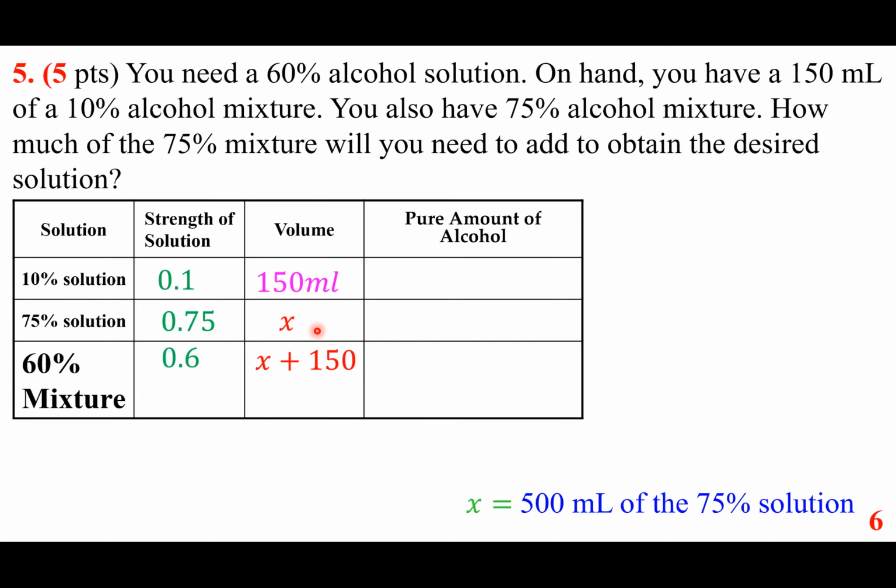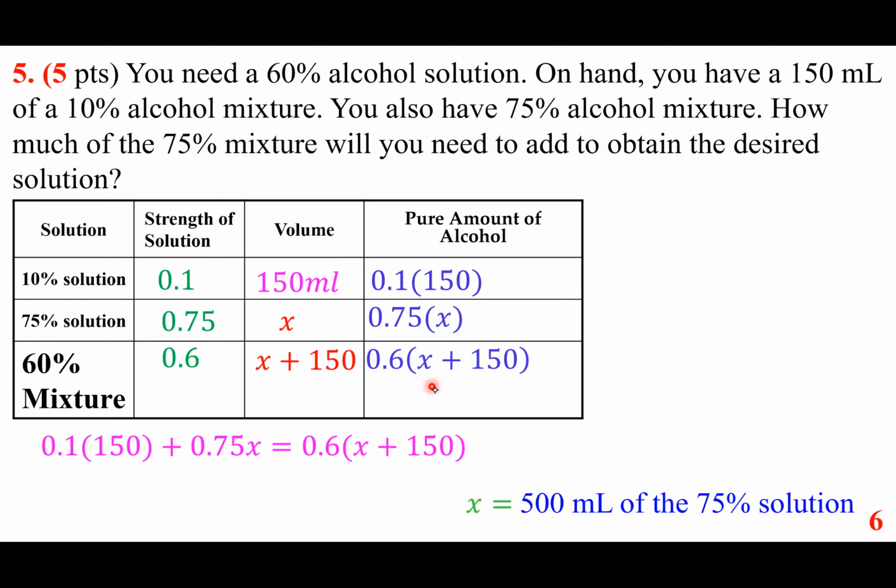So that's the volume. That's the concept of a mixture problem. The total volume is constant. Therefore, what is the pure amount of alcohol in this case? Multiply these two, 0.1 times 150, multiply these two, multiply these two, and they must add up to the product of these two pieces. So 0.1 times 150 plus 0.75 times x equals 0.6 times (x plus 150).